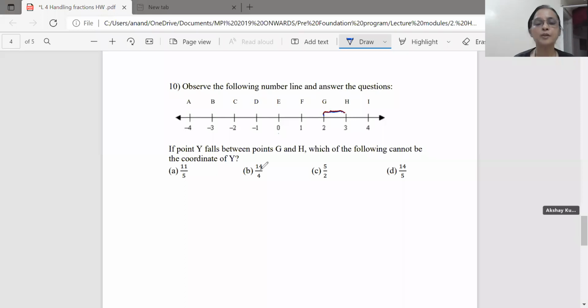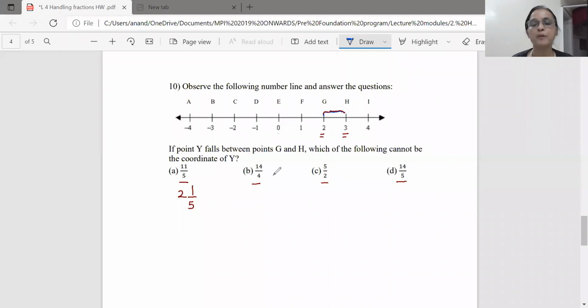Which of the following cannot be the coordinate of Y? So I will need to find a number which is not 2 integers something. All numbers which when converted to mixed fractions become 2 integers something will fall somewhere between 2 and 3. The coordinate of G is 2 and the coordinate of H is 3. So when I convert 11 upon 5 to a mixed fraction, I get 5 2s are 10 and 1 upon 5. So this will fall somewhere between 2 and 3.